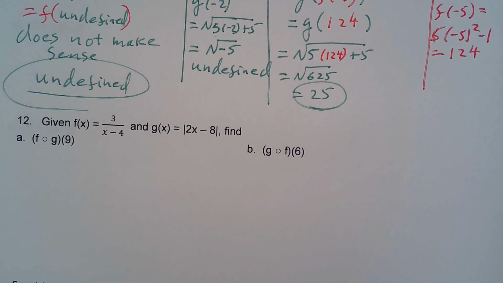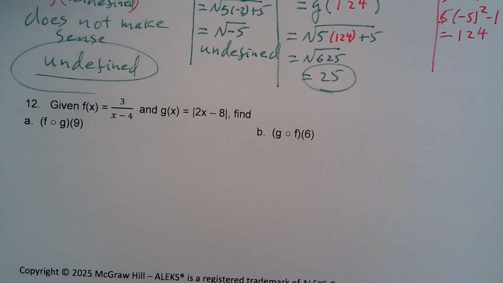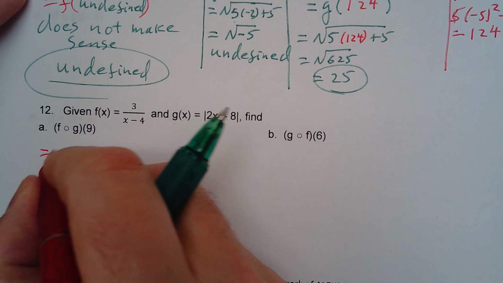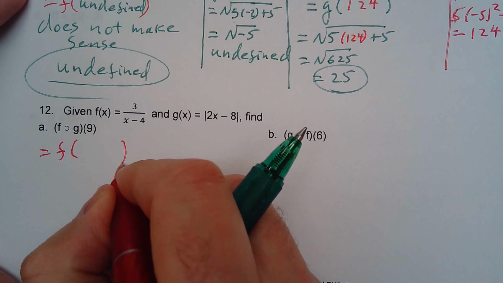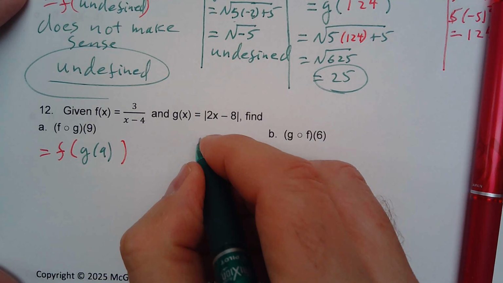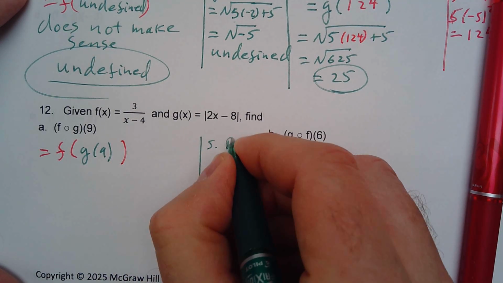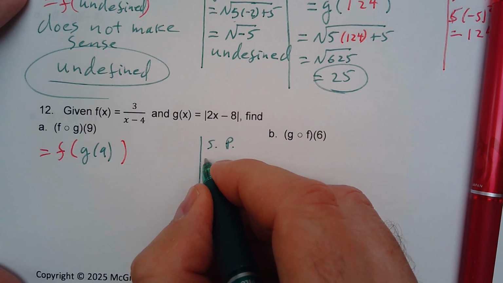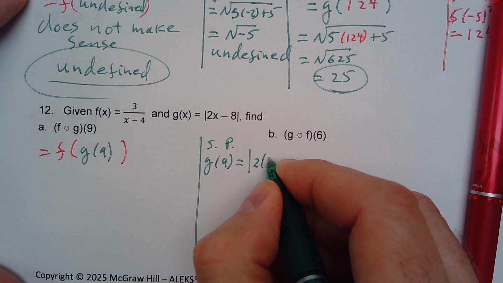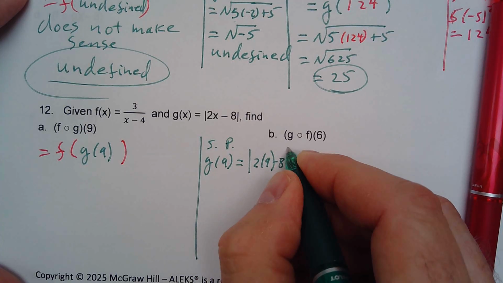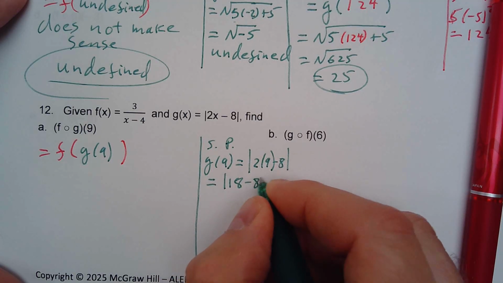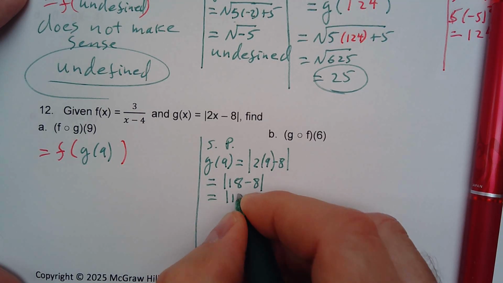All right, let's try number 12. So here F is the outside function, G is the inside function. Okay, so going off to the side here to my scratch paper. We're doing G of 9. That's 2 times 9 minus 8. So that is the absolute value of 18 minus 8. That's the absolute value of 10, which is 10.